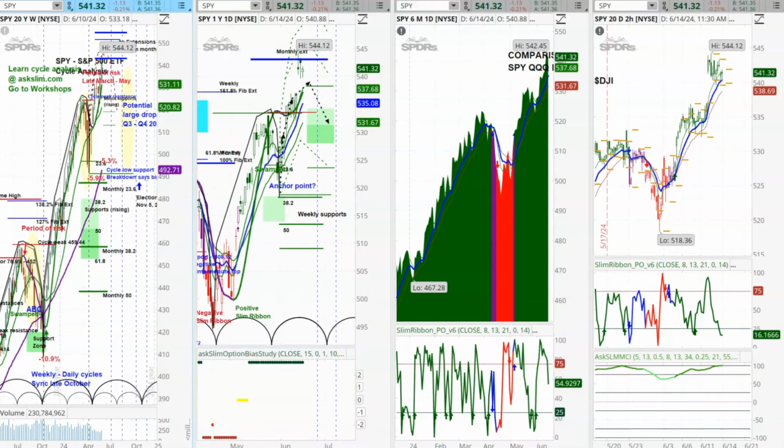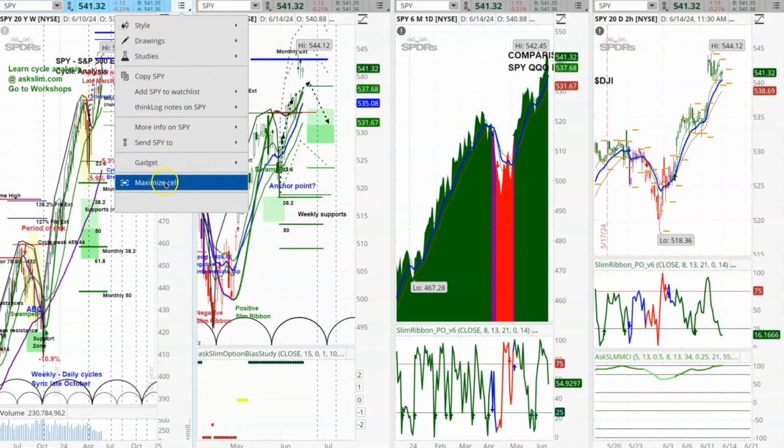This is the SPY, S&P 500, weekly, daily, a daily with our momentum indicators here, and a 2-hour chart. I always look at this multiple time frame information because it's important, because it has our option bias study on there, our slim ribbon PO on there, and our market condition indicator on there. A great way to have our proprietary level 4 studies up on your screens, and I think this is extremely valuable, and I'll show you why.